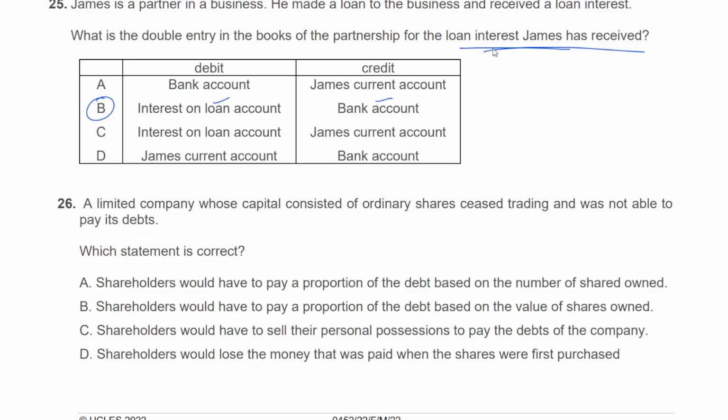If the interest was still due but unpaid, then instead of bank, we would credit James' current account. Okay? In this case, the interest is just paid, so bank account credit and interest on loan account debit.